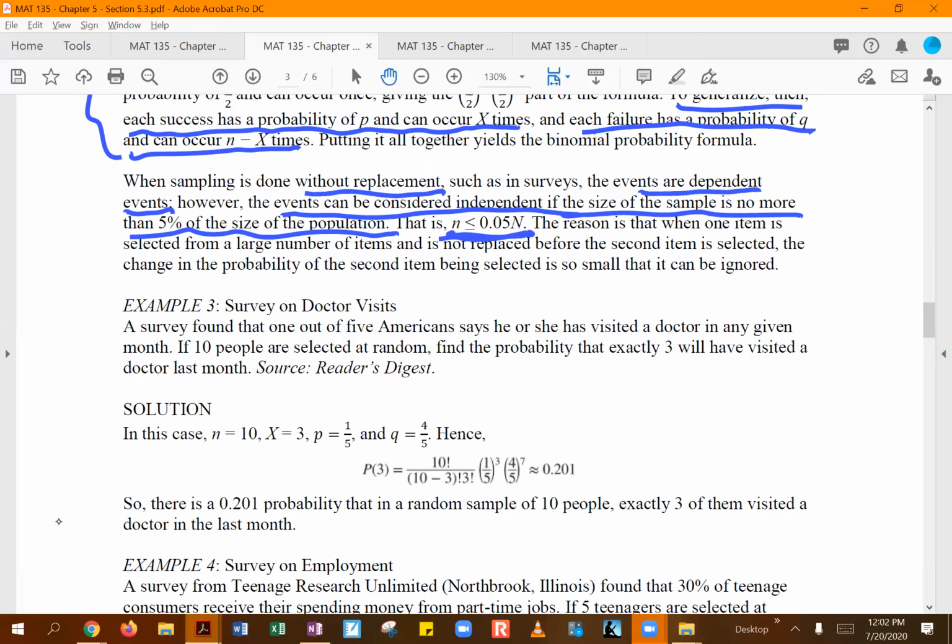And we're saying the reason is that when one item is selected from a large number of items and not replaced before the second item is selected, the change in the probability is so small that it does not actually affect your probability at all. So in some examples, they will actually have you check to see if you are meeting that requirement of being 5% or less than 5%.